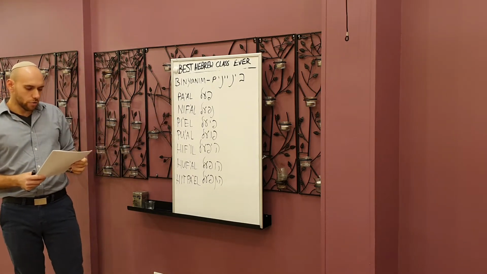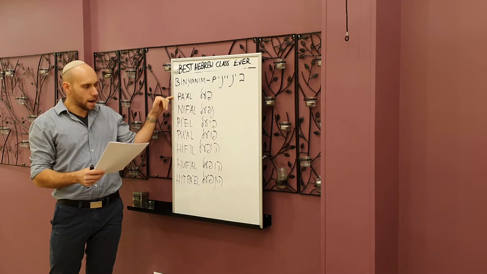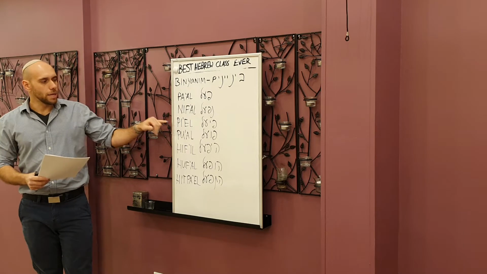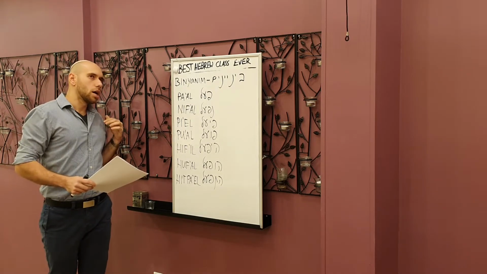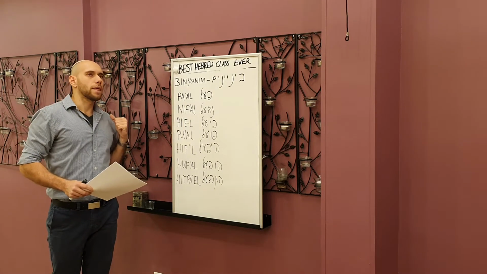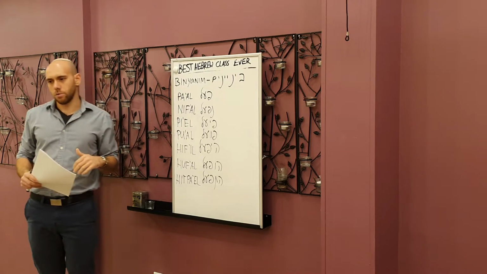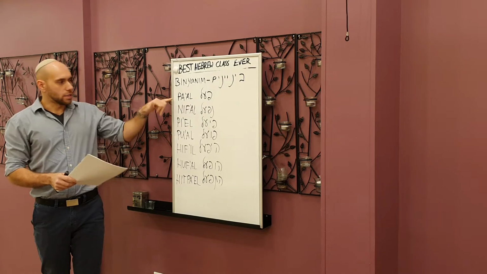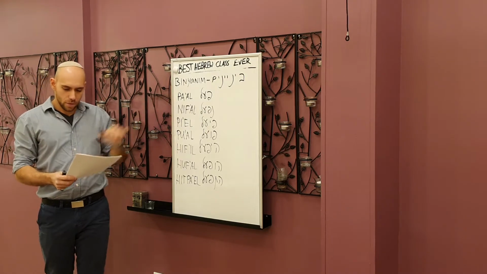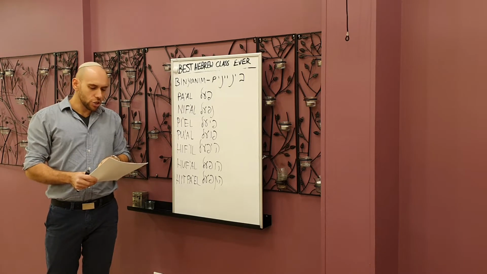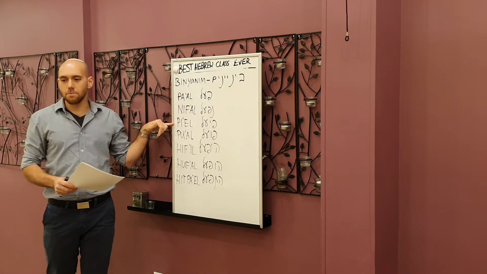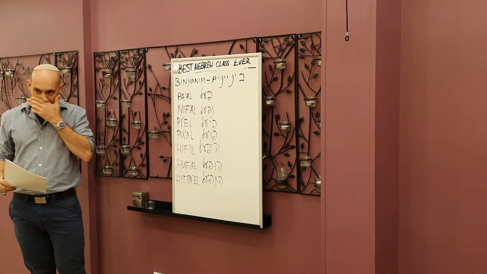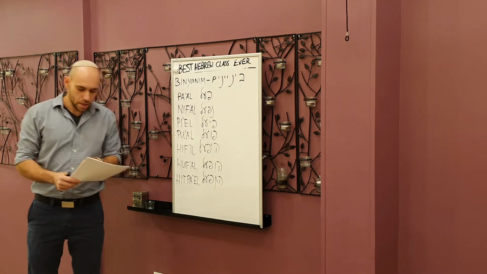Pi'el verbs can be also similar to pa'al. The difference here is, in some cases, pi'el will be a more intense version of the pa'al verb. One example I have here is shabar is the pa'al verb. Shabar, he broke. Shiber is he smashed, right? So it's like a more intense version of a very similar action.